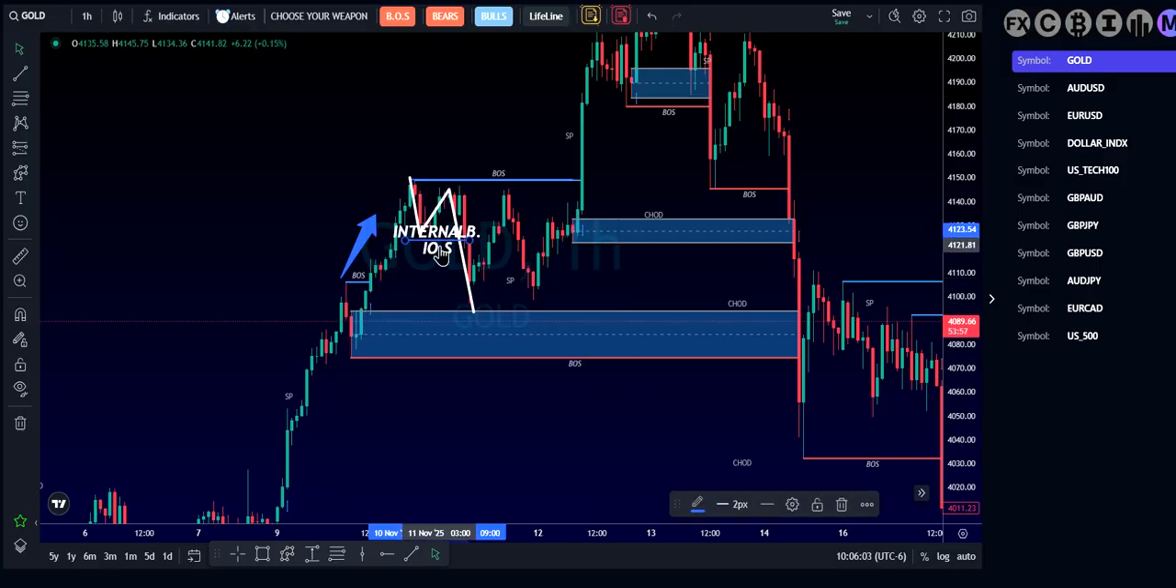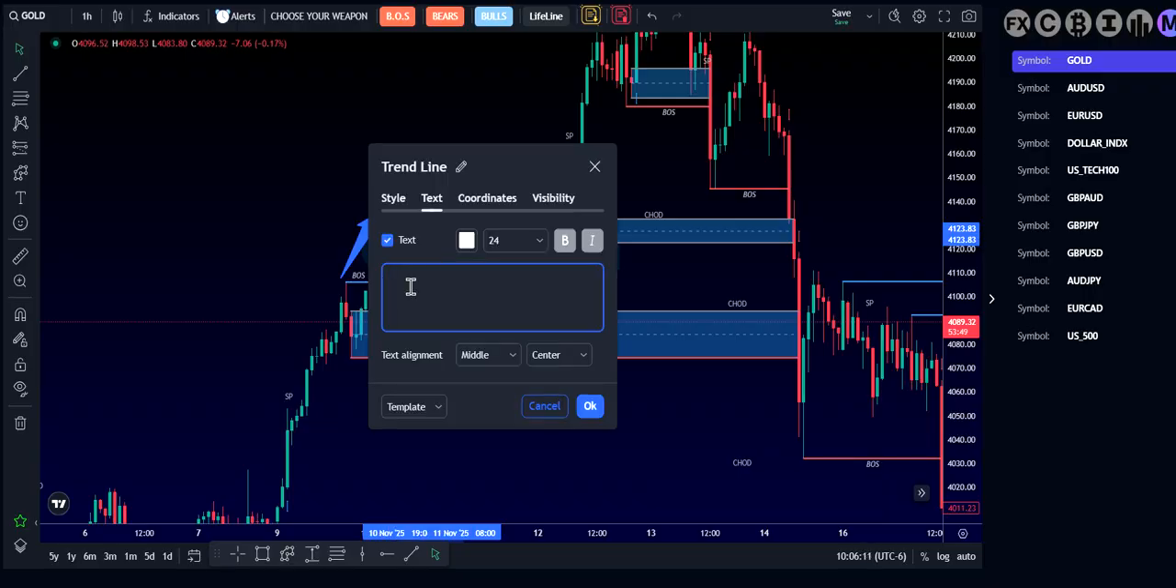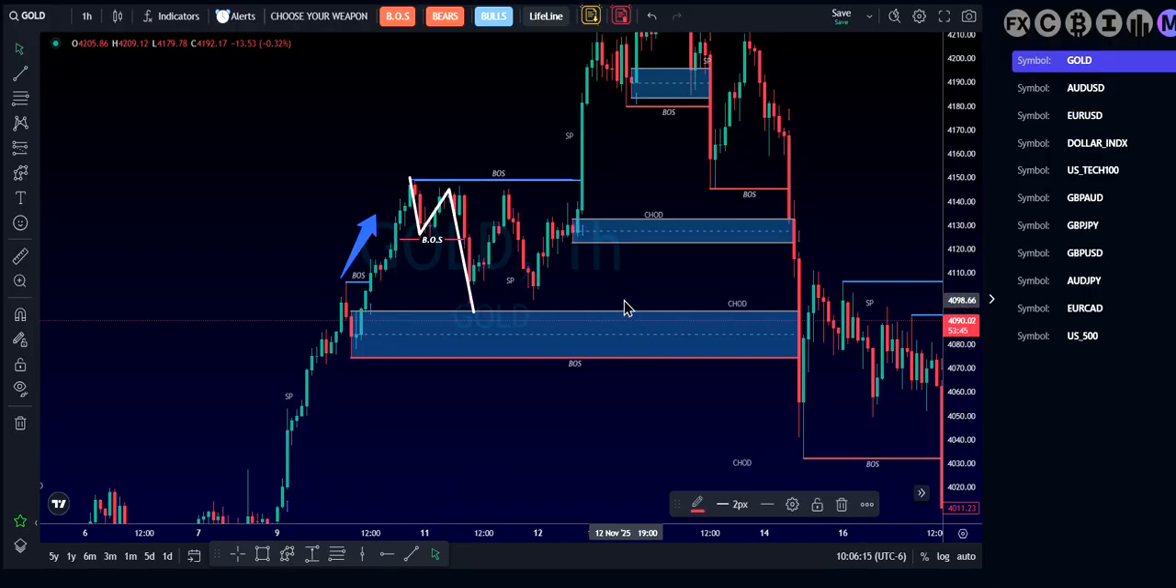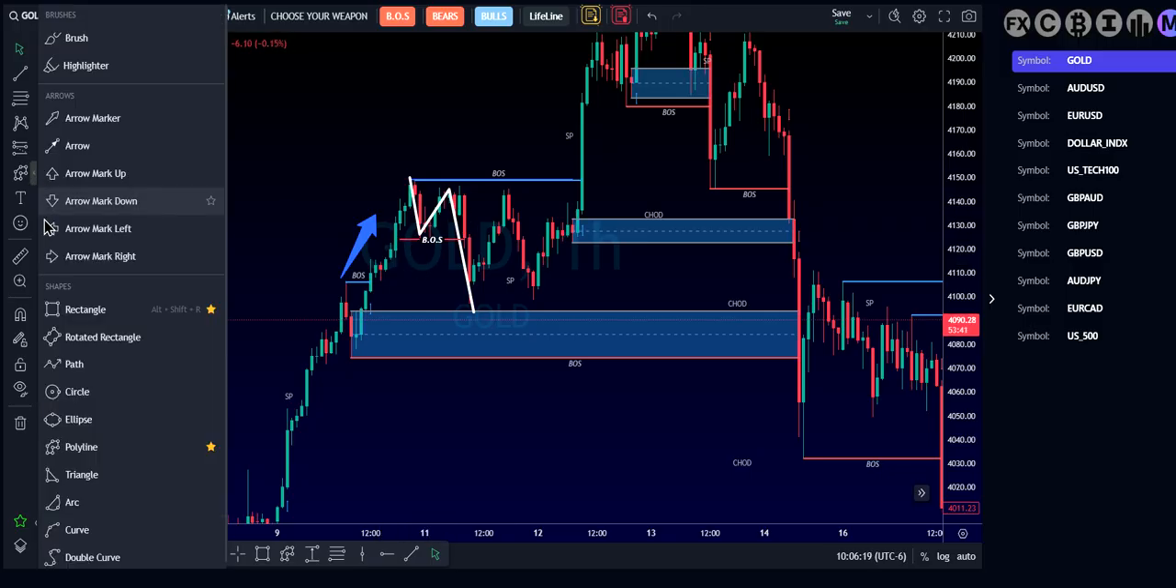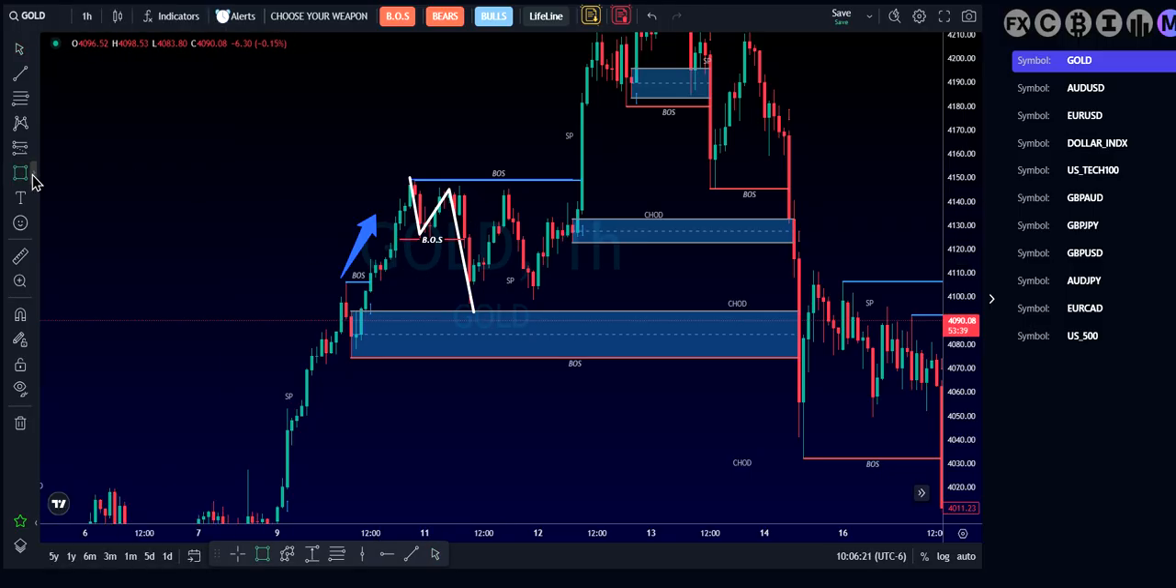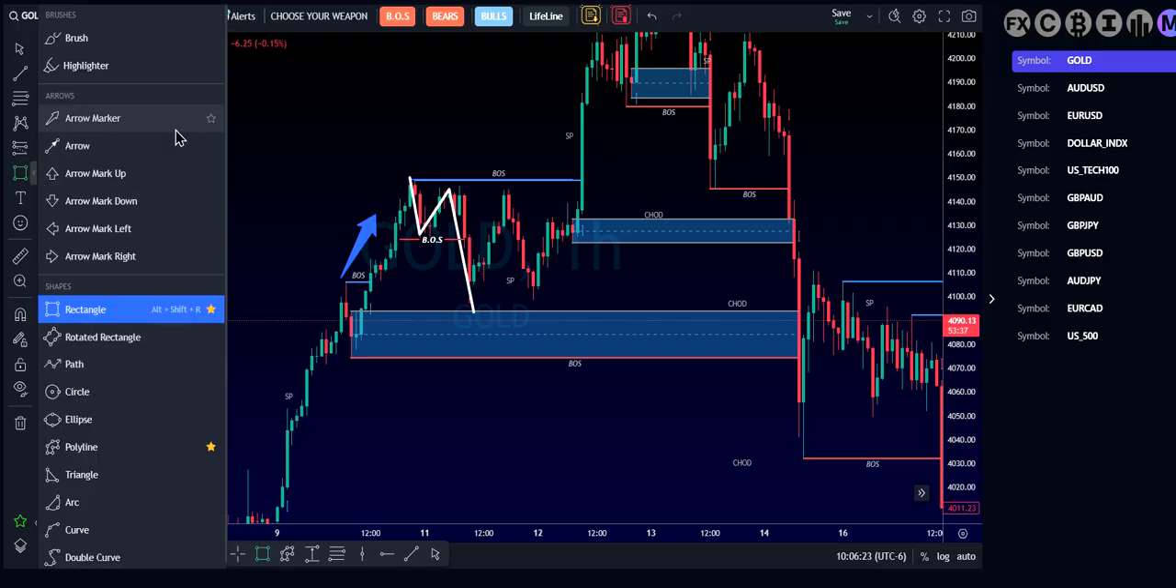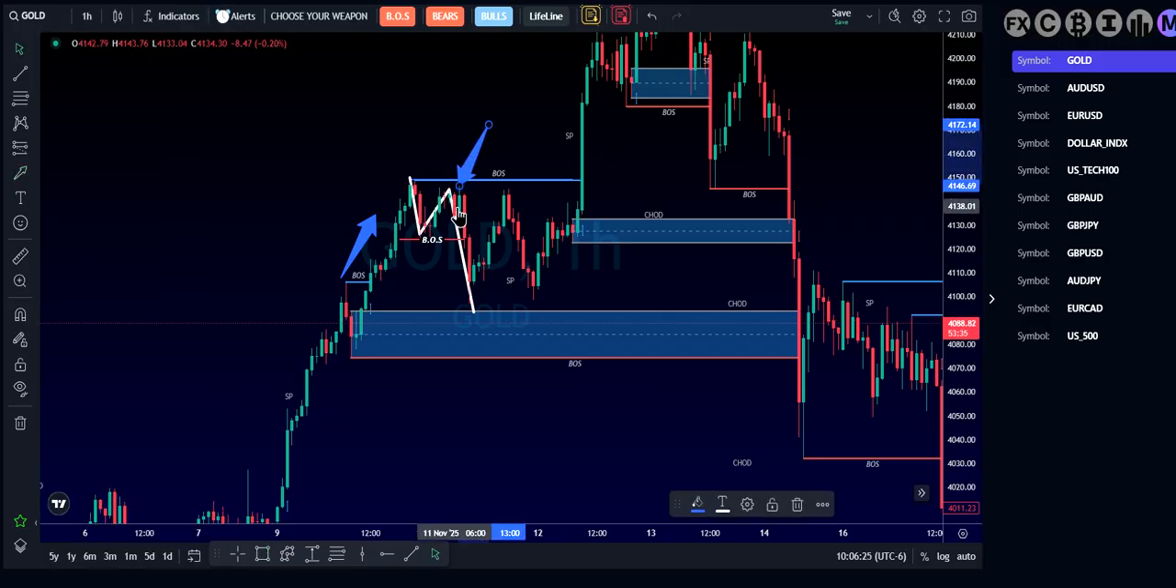Perfect. So now, here's what I want us to look at, ladies and gentlemen. We'll just paint this red right here, internal B.O.S., and we'll just change the font down to that. Perfect. Now, look, this is the starting point. So we're just going to go ahead and put a line right here on that last buy candle. Boom. That last buy candle.